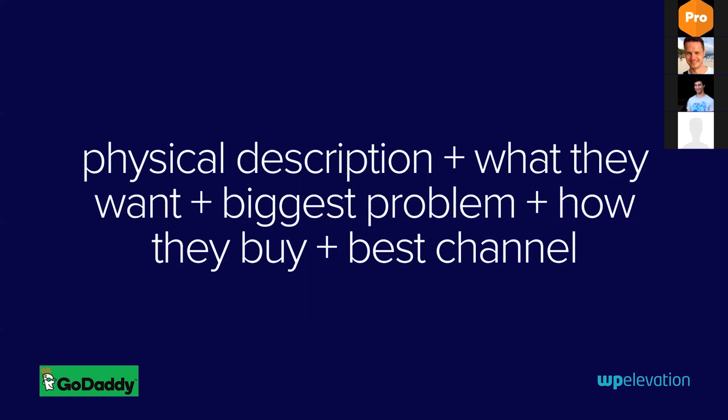Physical description, and I'm going to give you an example of this in a minute. Physical description, what they want, biggest problem, how they buy, plus the best channel to communicate with them. So in the non-profit example, we had an agency that served non-profits. Our ideal client was a female, and I don't know why, but most of our clients ended up being female marketing managers in their 50s who worked for non-profits. So that's the physical description of someone, right? A female marketing manager in her 50s who works for a large non-profit.